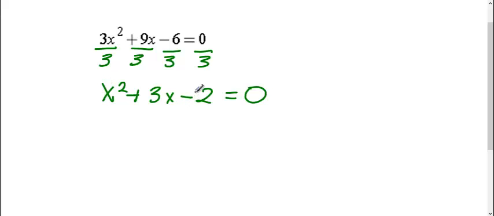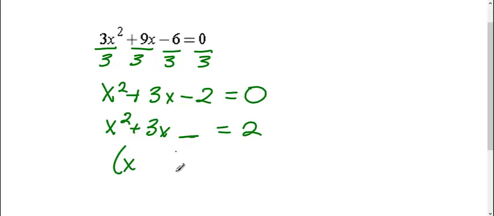Now with completing the squares method, I need to move that 2 to the other side. So I have x squared plus 3x. I'm going to leave that space and put my 2 to the other side, which means I'm adding it. Okay, then I'm going to set it up here to help me with my problem here.